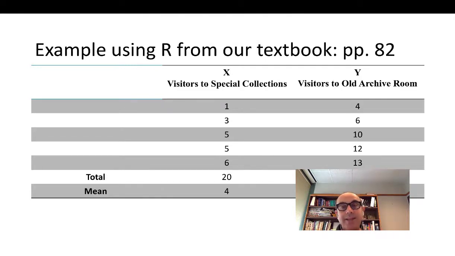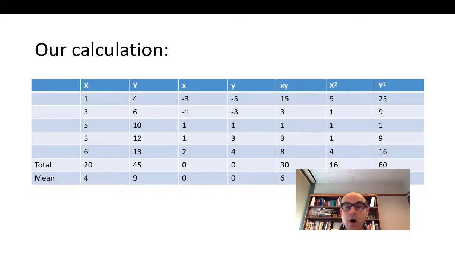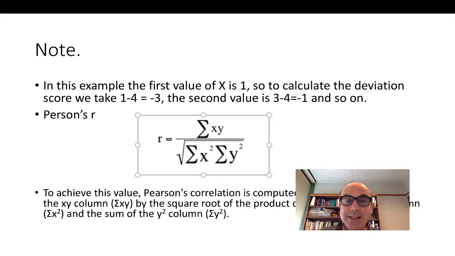For an example using r, in our textbook you can find on page 82 visitors of the special collection versus visitors of the archives room, and we have those two components and a total in order for us to calculate. But this is the example for the first value: x is equal to 1. So for the deviation score, we take 1 minus 4, equal to minus 3, and the score value of 3 minus 4 is minus 1, and so on.